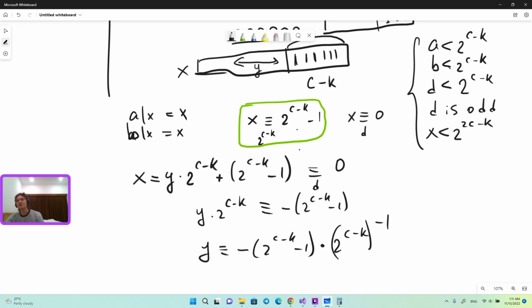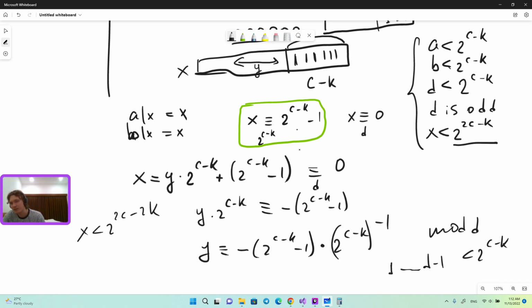And since this is some remainder modulo d, this is from 1 to d minus 1. So this is, as we know, less than 2 to the c minus k. Okay? So we can find such y which is less than 2 to the power c minus k. This means that we will find x which is less than 2 to the 2c minus 2k. And obviously it will be less than this number because it is even less than this number. And that's it.